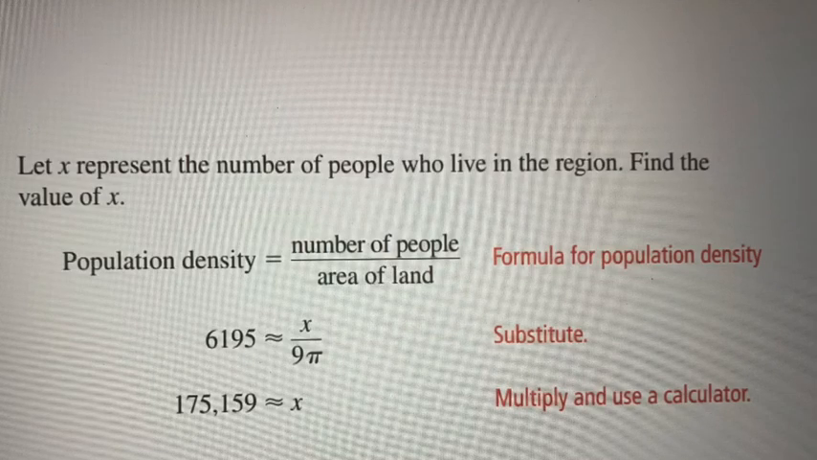Then I need to set it up so the population density, remember, is number of people divided by area of land. I want to find the number of people. So I'm going to substitute 6,195 for population density, 9 pi for area of the land, and when I solve, I get 175,159.